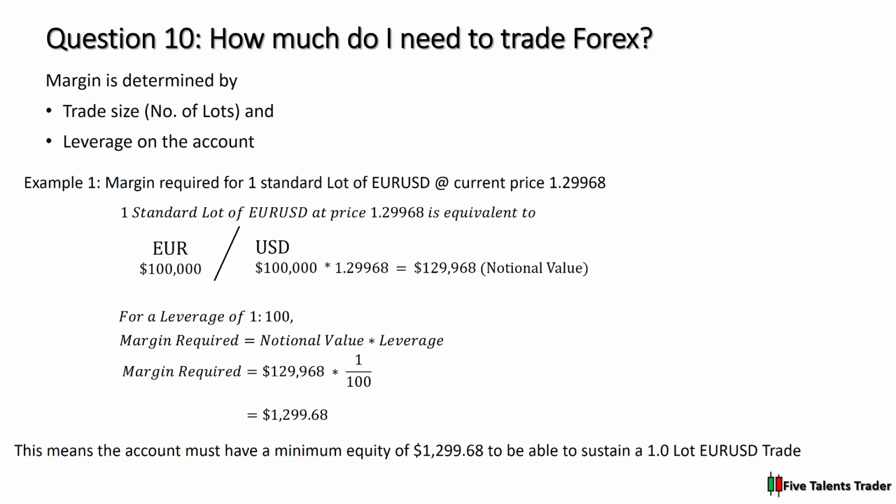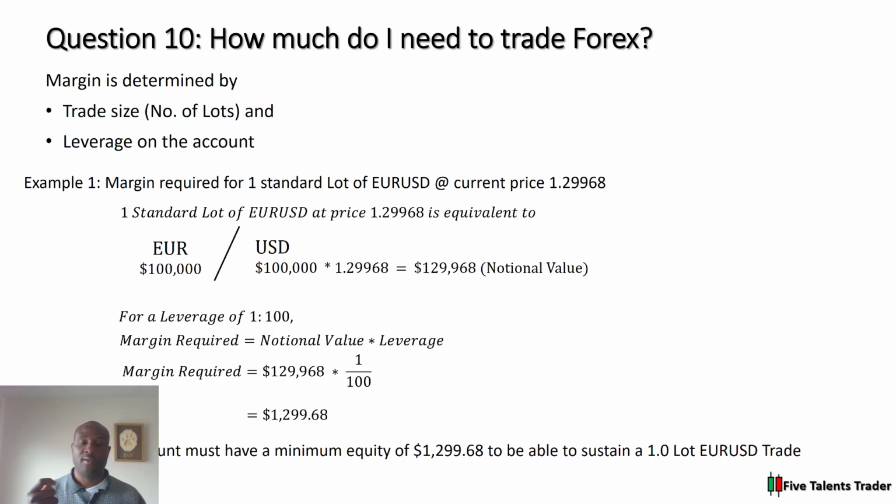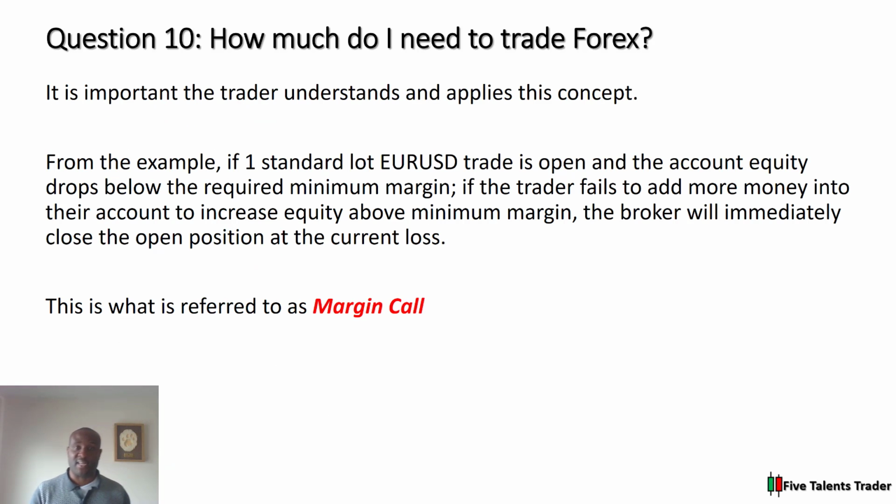So if we just went down to 0.01 lot, which is a micro lot, you just divide that by 100. So it means that the trader will need to have a minimum of 12.99, so $13, in their account of $100 to be able to sustain an open trade. It is important that the trader understands and applies this concept.